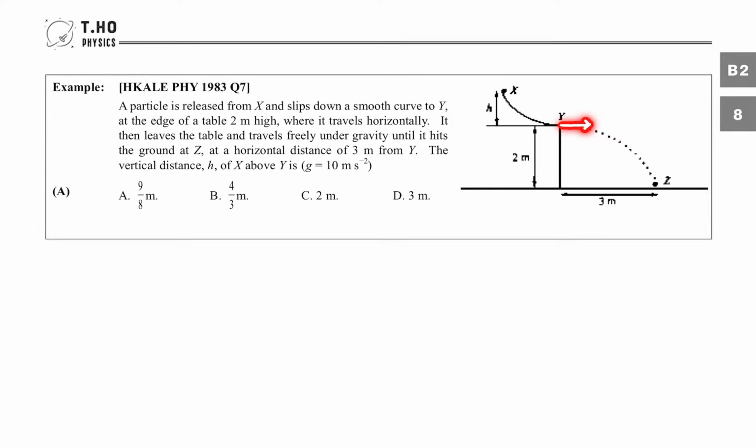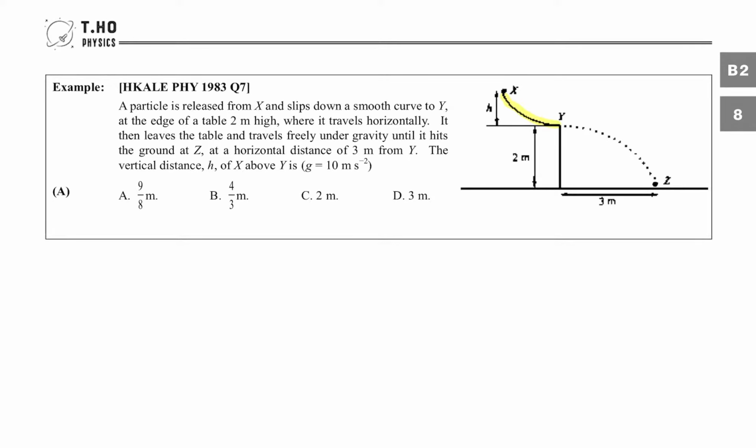So at Y, the particle will be projected at the horizontal speed of u, which we can calculate later, and the particle would go through a parabolic path and then hit the ground at C, which is 3 meters away from the edge of the table. So here we can separate the motion into two parts.